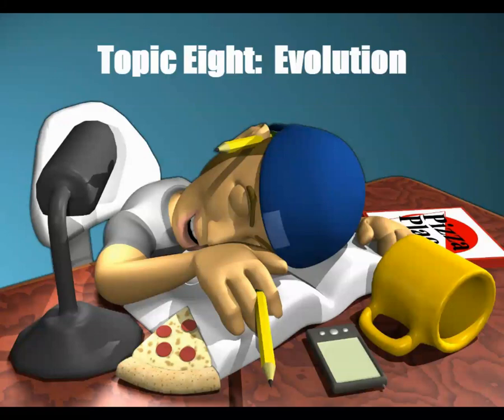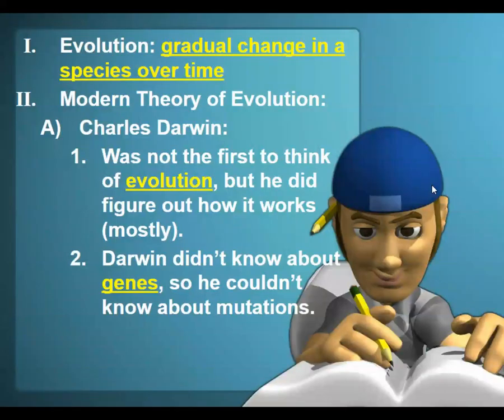So here we are at topic 8, evolution, and let's begin. Evolution is the gradual change in a species over time. The modern theory of evolution came about by lots of different scientists, but we credit Charles Darwin with the majority of it. He was not the first to think of evolution, but he did figure out how it works for the most part.